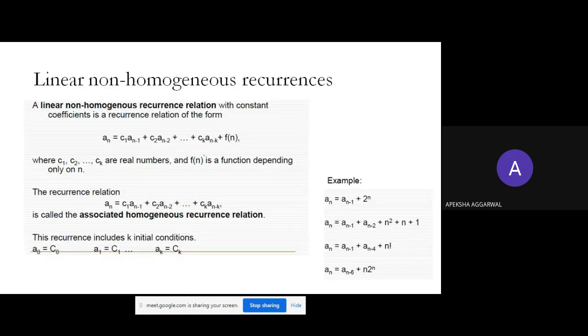Now, let's come to non-homogeneous recurrences. We only have a little time left, so we'll just quickly have a look at them. Only one thing is there, which is Fn, in addition to whatever we were having previously. So if you are having addition of Fn, that is your non-homogeneous recurrence. For example, this is an equals to an n minus 1 plus some function of n. This is the homogeneous part, and this is the non-homogeneous part.